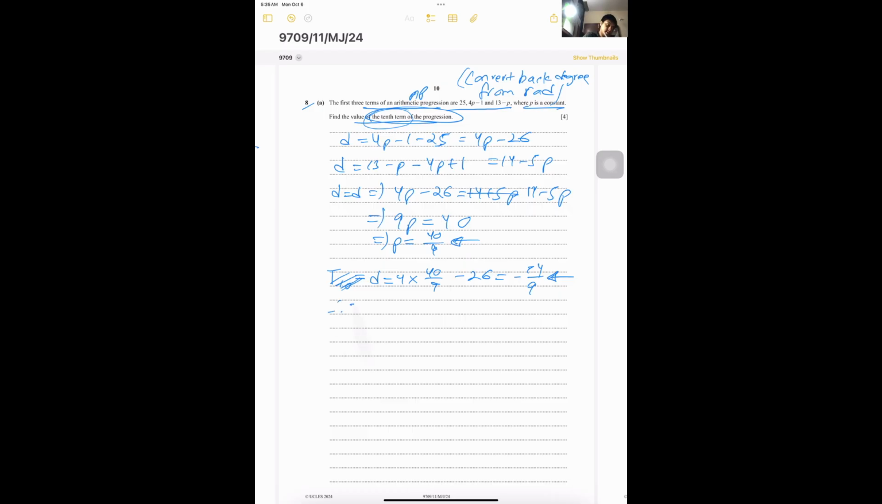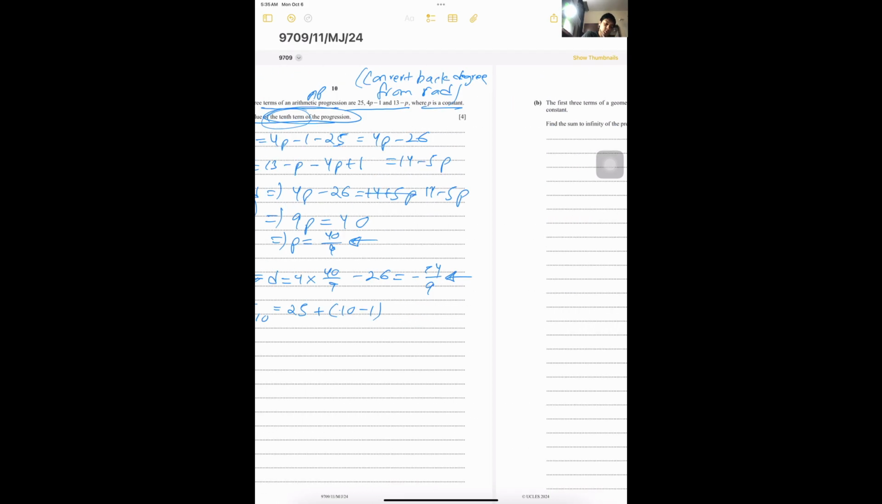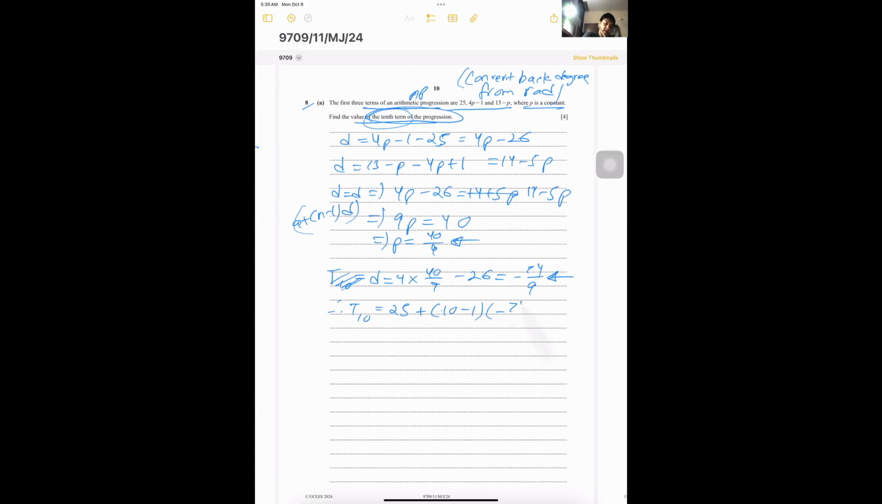Therefore T10 is 25 plus 10 minus 1. I'm just using the formula a plus n minus 1 d, into minus 74 over 9, which gives you minus 49. So I hope that one is clear as well. The value came minus, yeah, I guess it's correct. Yeah, it's correct.